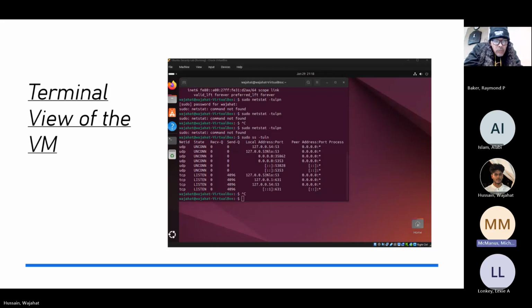Here in the terminal, we use the sudo ss -talm command. We can see the different ports with local addresses, net IDs, whether it's UDP or TCP, and whether or not they're open and listening, as shown in state, or unconnected, meaning they're closed.